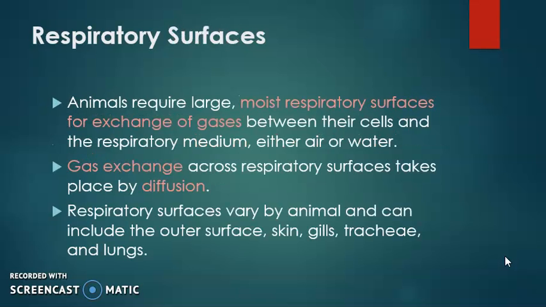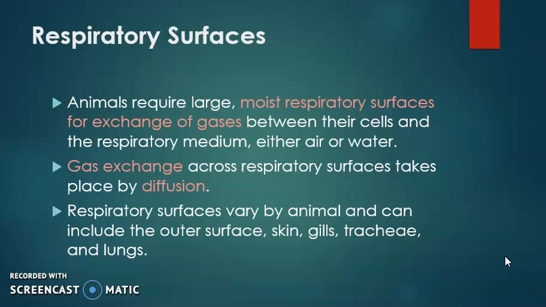Now the second thing which is required is the respiratory surface, where the exchange should take place between the medium and the tissues. So animals require large moist respiratory surfaces for exchange of gases. This is very important, that there should be a large surface area for maximum exchange to take place, and secondly that it should be moist to facilitate that exchange.